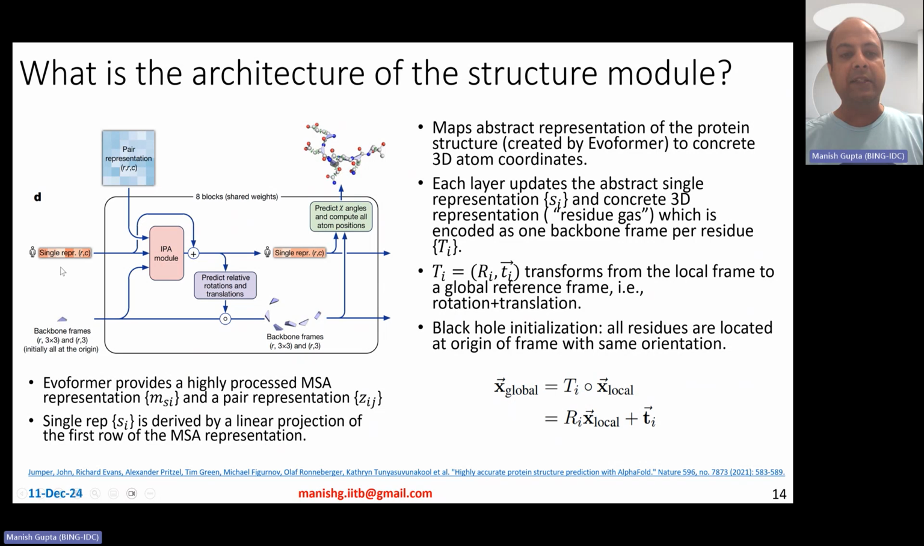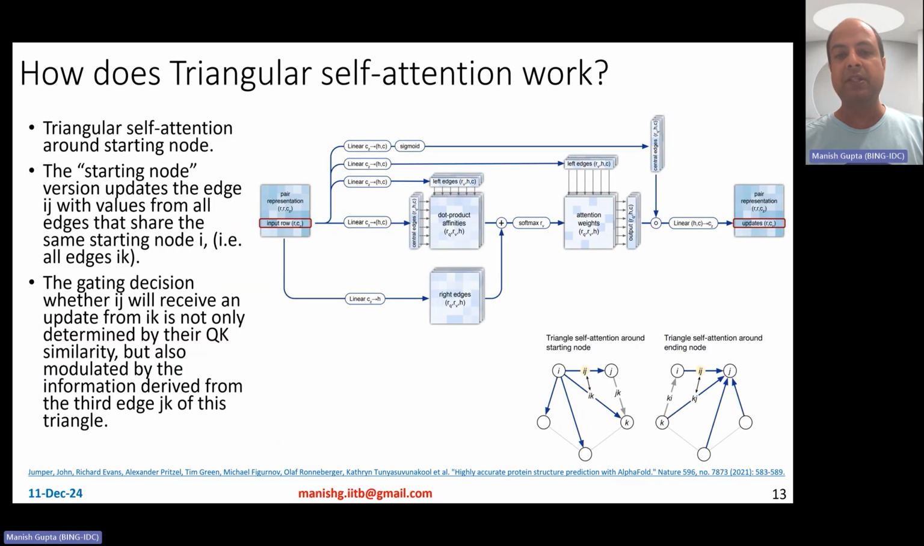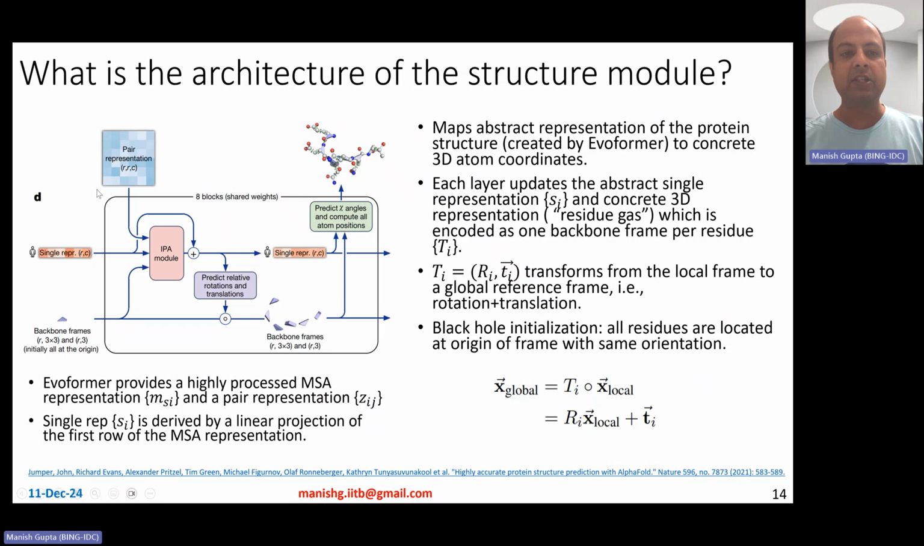It takes a single representation of size R cross C from the evoformer block. Remember, the evoformer block gives out the MSA representation and the pair representation. The single representation is obtained from the MSA tensor. Evoformer provides a highly processed MSA and a pair representation. The single representation is basically the first row: you take the linear projection of the first row of the MSA representation and you get the single representation. You also, of course, have the pair representation.